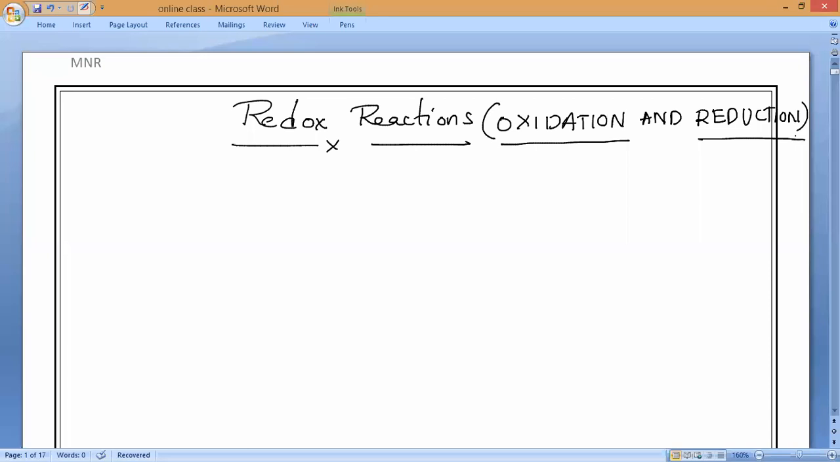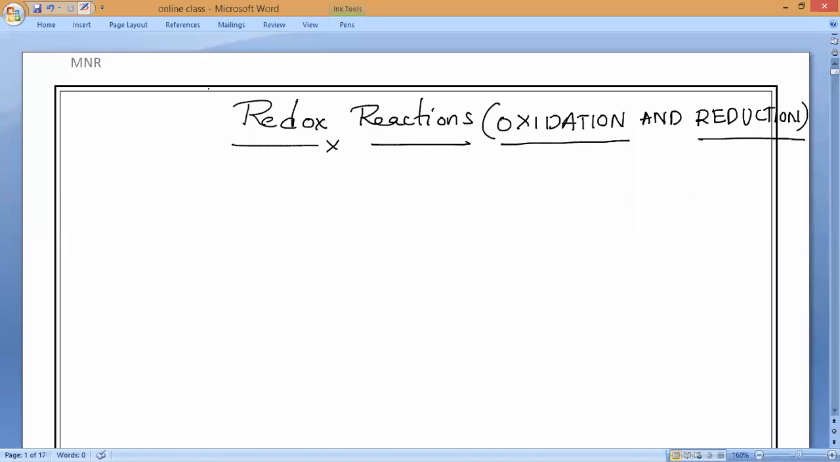And remember, out of all these types of reactions, this one is very important for the board exam, and even for any school exam, because they will give you some equation and ask you to identify oxidation, identify reduction, and two more terms, the oxidizing agent and the reducing agent. So let us understand very clearly what we mean by oxidation and reduction.